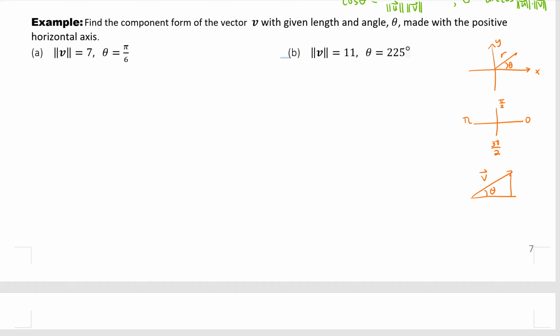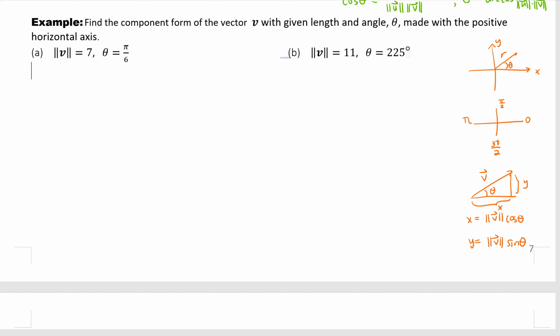Well, then what is the x? Well, the x coordinate is like the adjacent of this triangle. Adjacent over hypotenuse is cosine, so it's the magnitude of v times cosine theta. And then we have the y. Y is opposite over hypotenuse, which is sine, so this is the magnitude of v times sine theta. So it's very similar to the polar coordinates we learned before. X is r cosine theta and y is r sine theta, and in this case, r is just the magnitude of v.